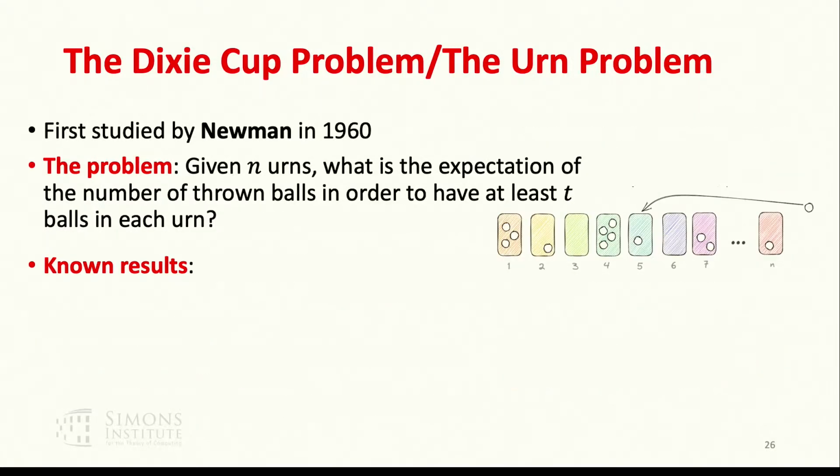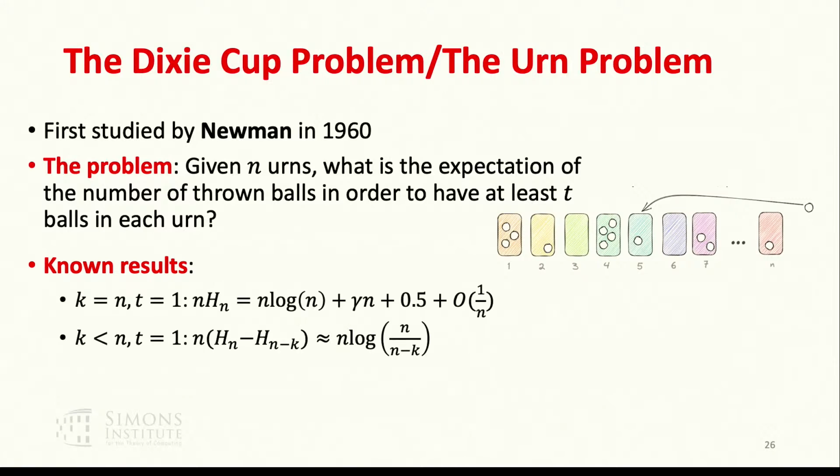Good. So there are many known results on this. There are 3 parameters: K, N, and T. N is how many coupons we have, or the urns. K is how many I want to reach and cover, or how many coupons I want to get. And T is how many copies. So if K equals N, basically I have no code in the oligos, and T equals 1, we said it's going to be N log N.